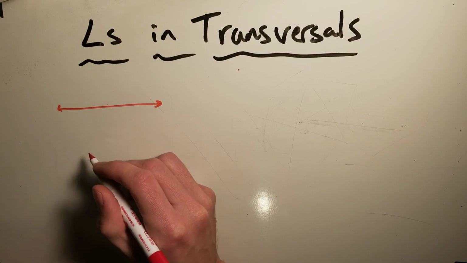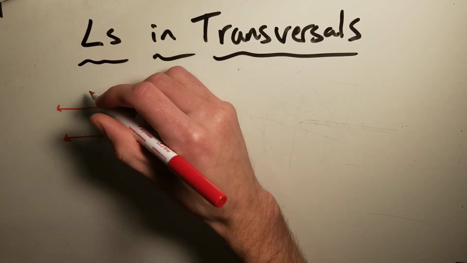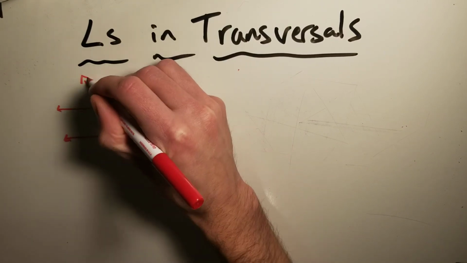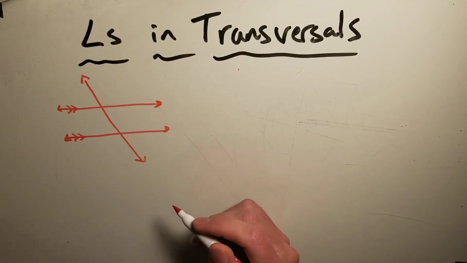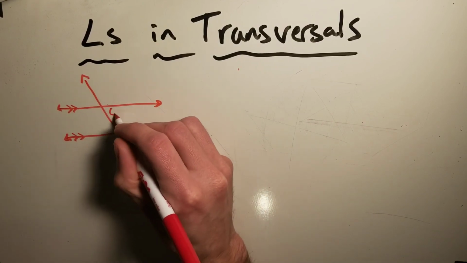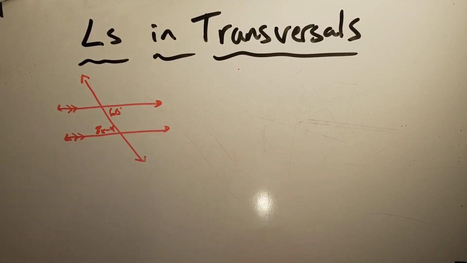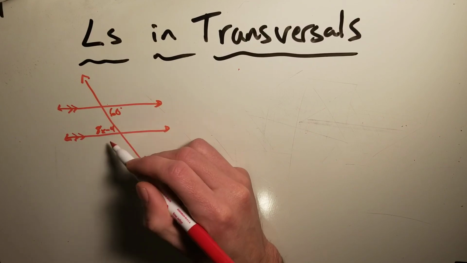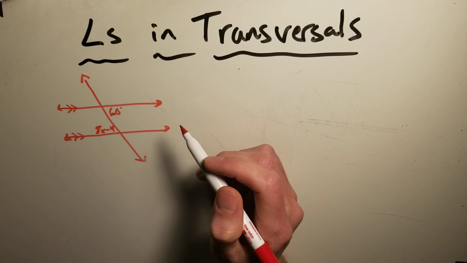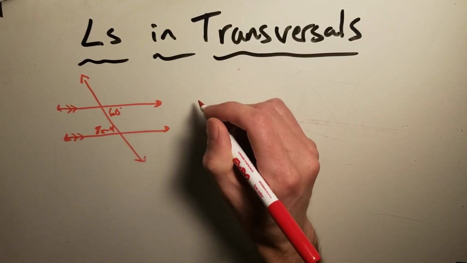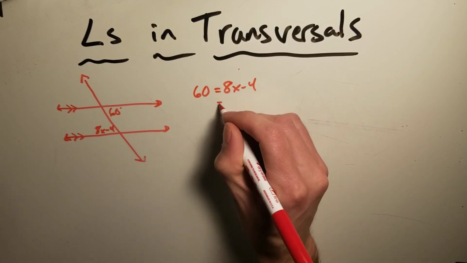Our blue one, this is what we have. We have 2 lines, and we're not given letters for these lines, but we are given the symbols that look like this. That just means the lines are parallel to one another. We know this is 60 degrees, and this is 8x minus 4. So our relationship between these two angles is that they are alternate interior angles, and they should be equal to one another. So 60 should equal 8x minus 4.